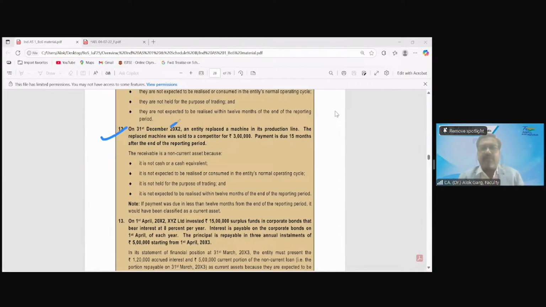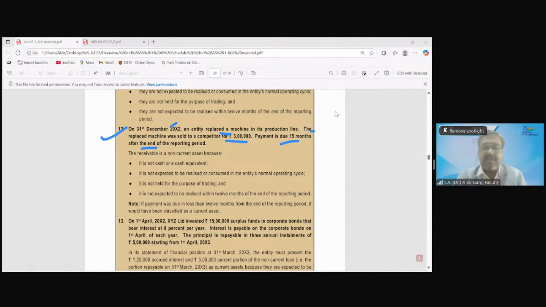On 31st December 2002, an entity replaced a machine in its production line. The replaced machine was sold to a competitor for rupees 3 lakh. And the payment is due 15 months after the end of the reporting period.